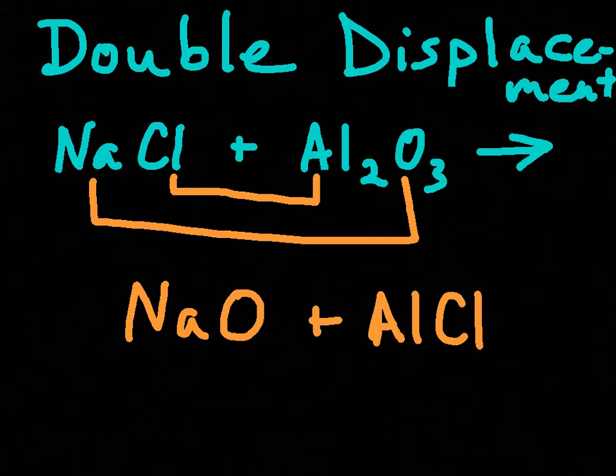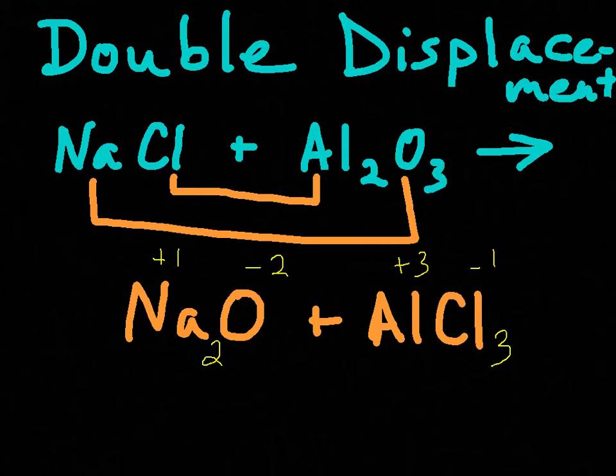But in order to write balanced formulas for these compounds, we have to consider their charges. Sodium has a charge of +1, while oxygen has a charge of -2. Therefore, it's going to take 2 atoms of sodium to bond with 1 atom of oxygen to form that balanced chemical formula. In the second product, aluminum chloride, aluminum has a charge of +3 and chlorine has a charge of -1. Therefore, it will take 3 chlorines to form that molecule.